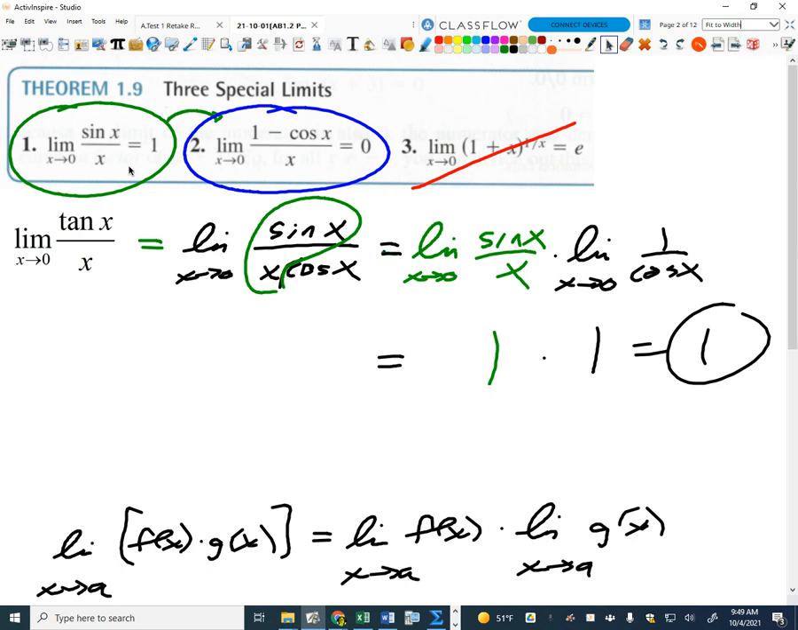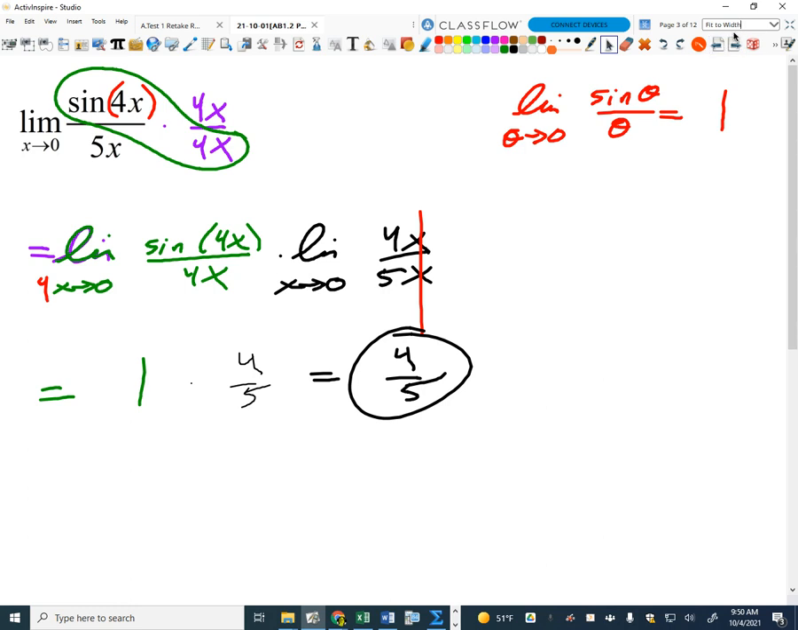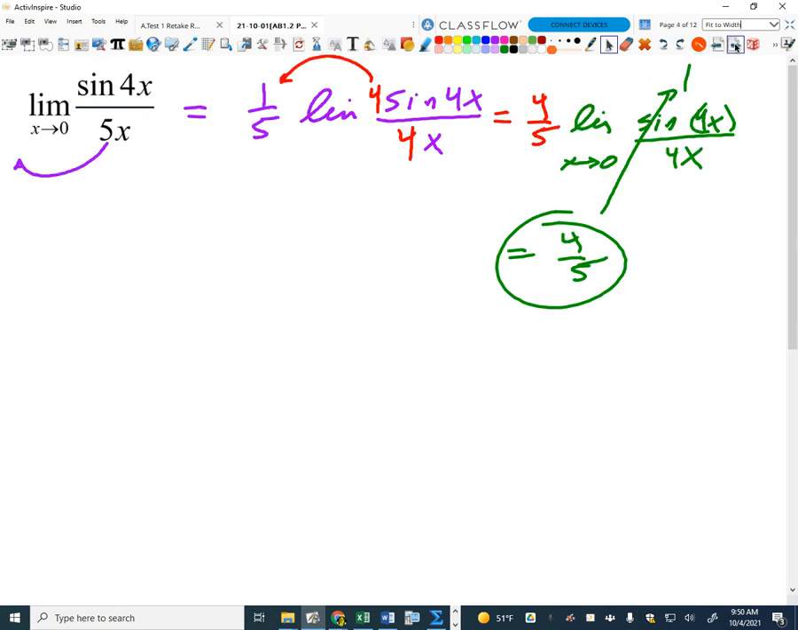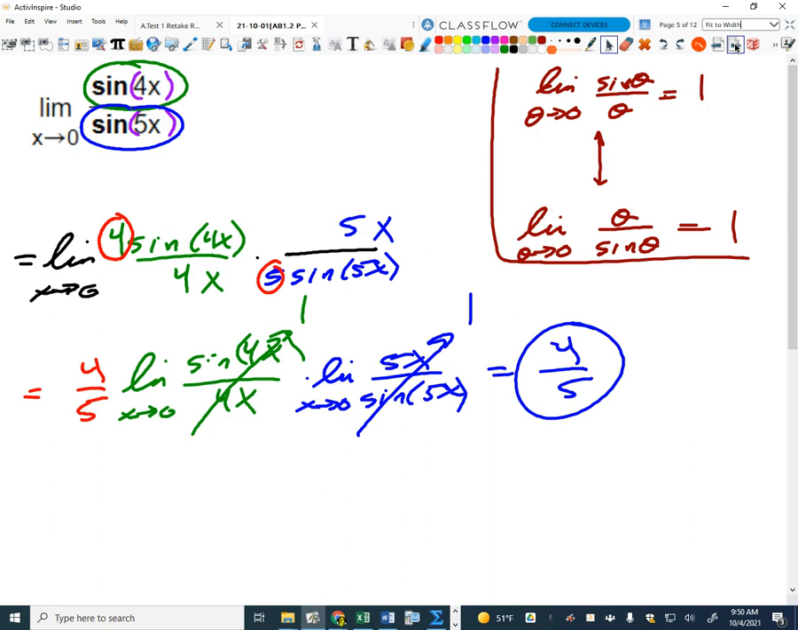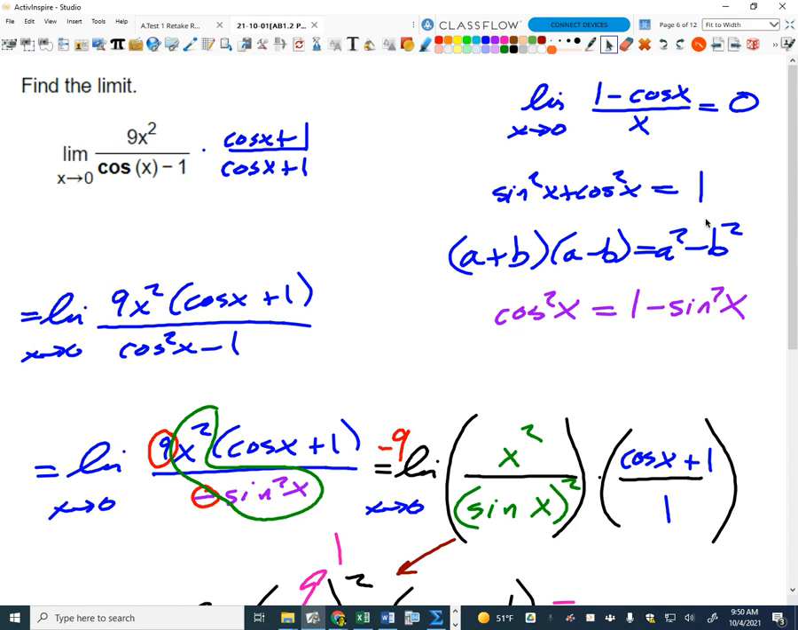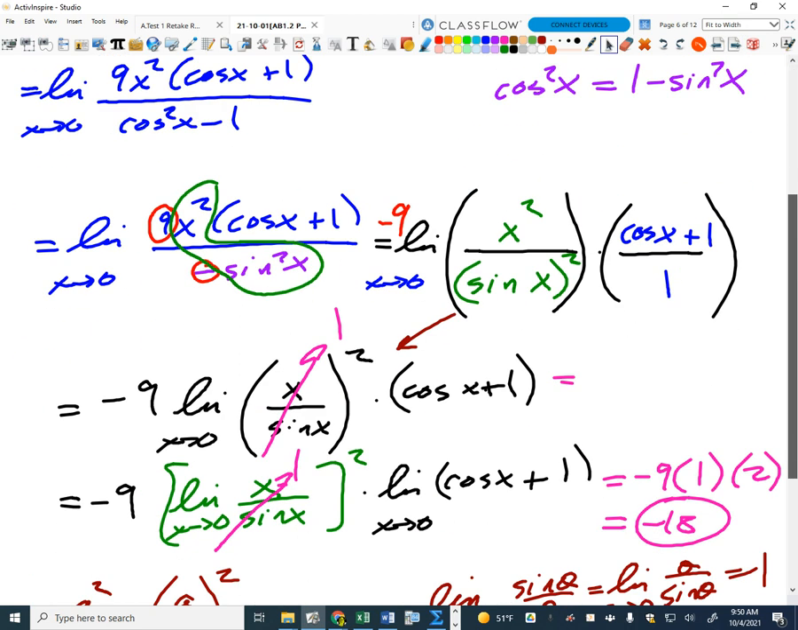So here's the main one that we use, right? The limit of sine x over x as x goes to 0 is 1. We got this other one that, like I say, you don't use very often. It's there if you need it, but you rarely use it. We looked at that guy. We looked at something like that. Those are real common.